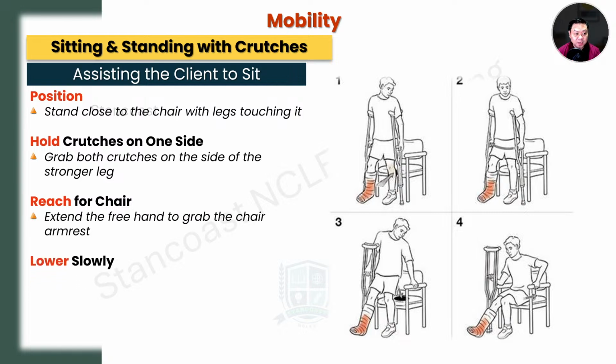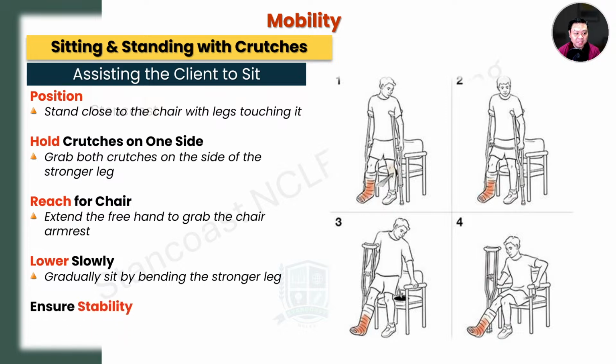Now, the next step here is to have them lower slowly. And this is to ensure that they can use their arm on the chair for support while keeping the stronger leg stable. And they're going to have to gradually do that sitting position by bending the stronger leg. Make sure that you allow them to bend the stronger leg this time. And once they're seated, they can now place the crutches nearby so that they can reach them whenever they have to get up and leave the chair.